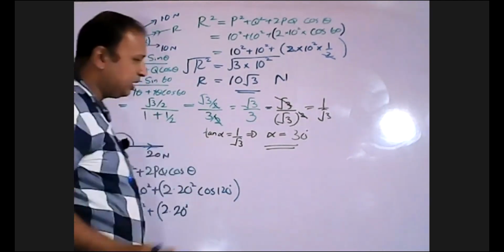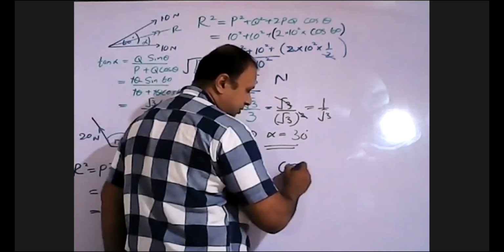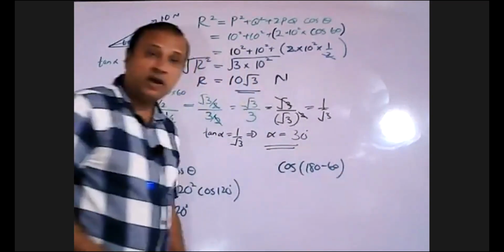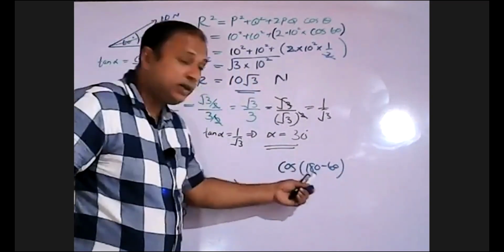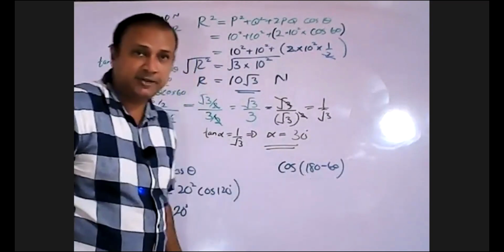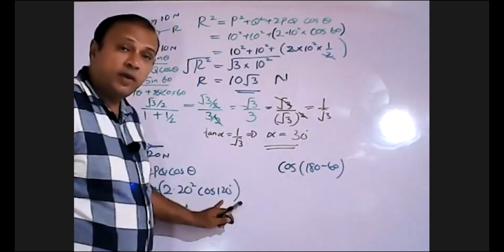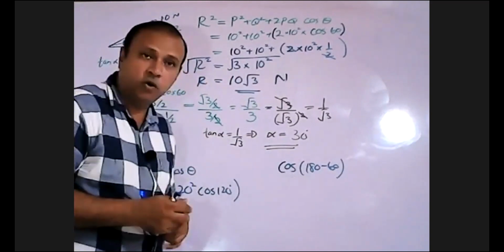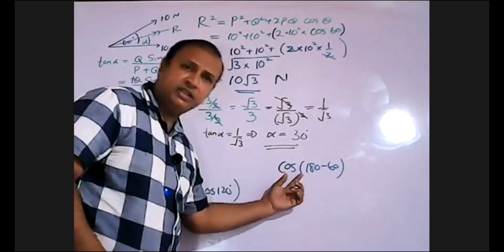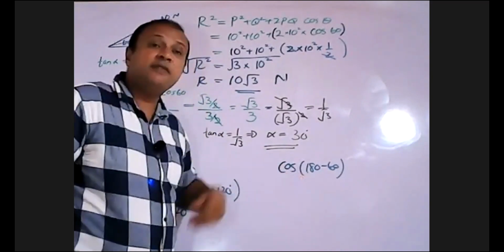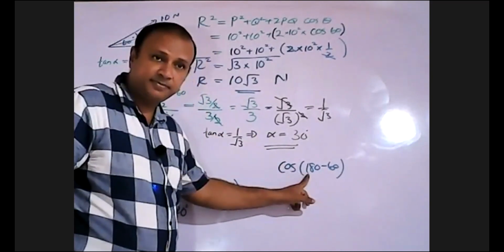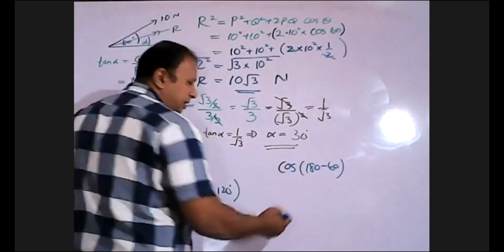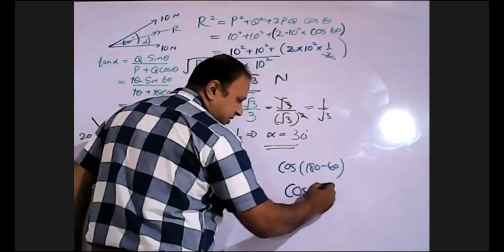How to find that one? Cos 120 can be written as cos 180 minus 60. If any trigonometric ratio is combined with 180 or an even multiple of 90, the ratio doesn't change. Therefore, the magnitude is cos 60.